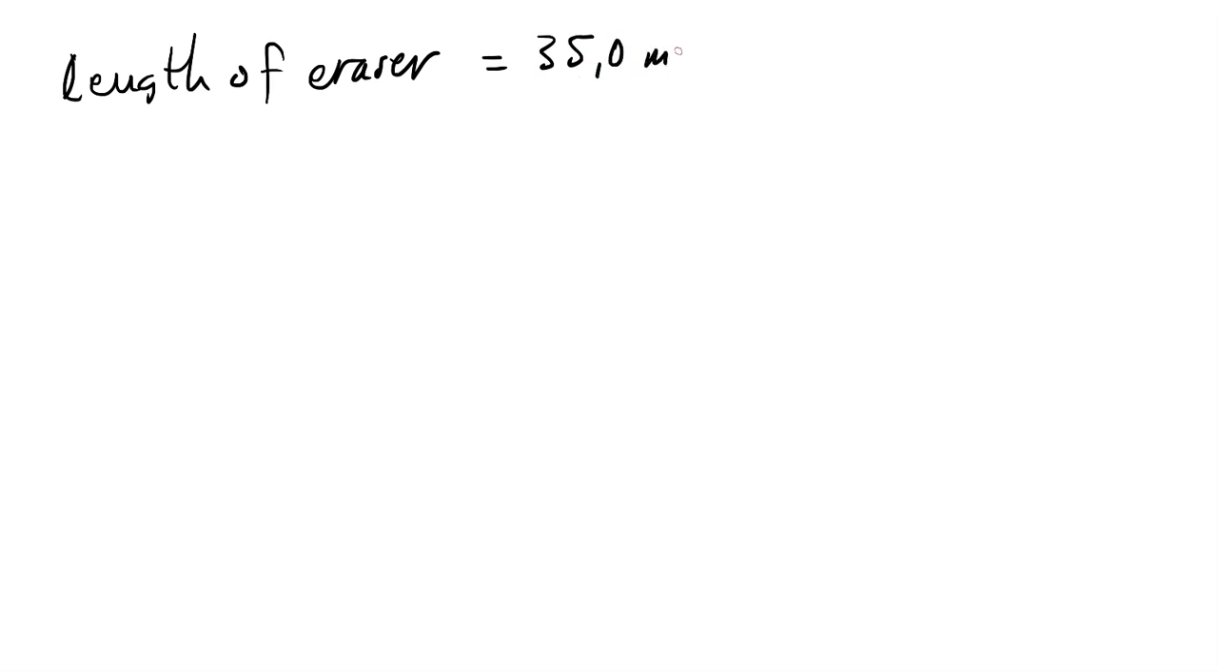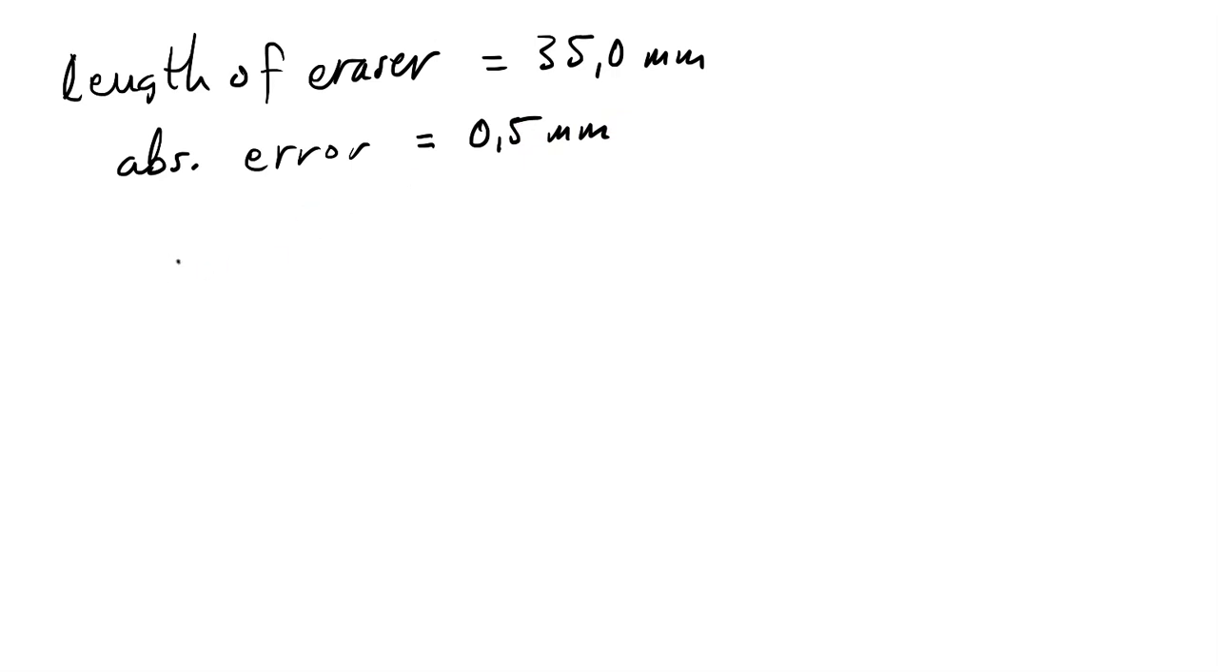For example, let's say we have measured the length of an eraser to 35 millimeters, and we have measured it with a millimeter graded ruler. Then we can estimate the absolute error to, let's say, 0.5 millimeter. It's hard to read off better than that, or maybe the ruler itself is not perfect.